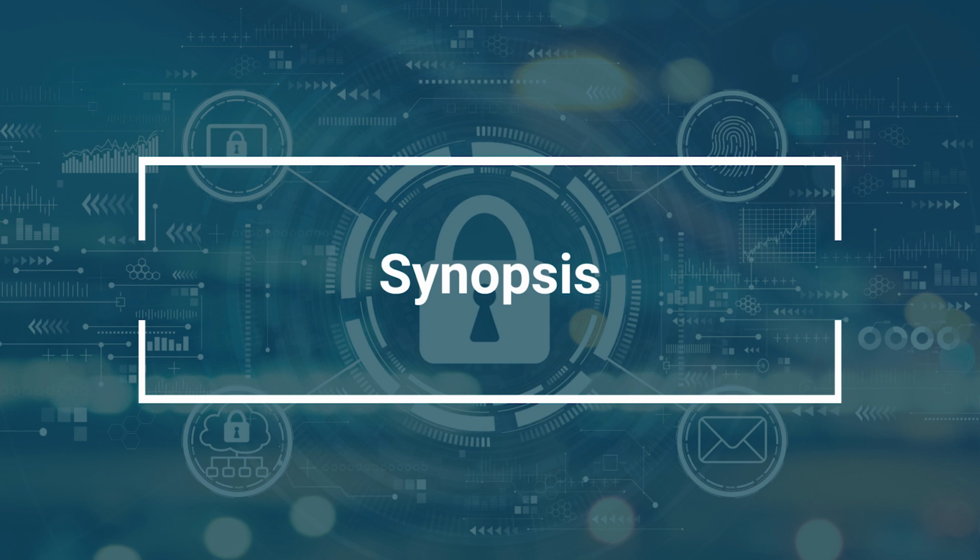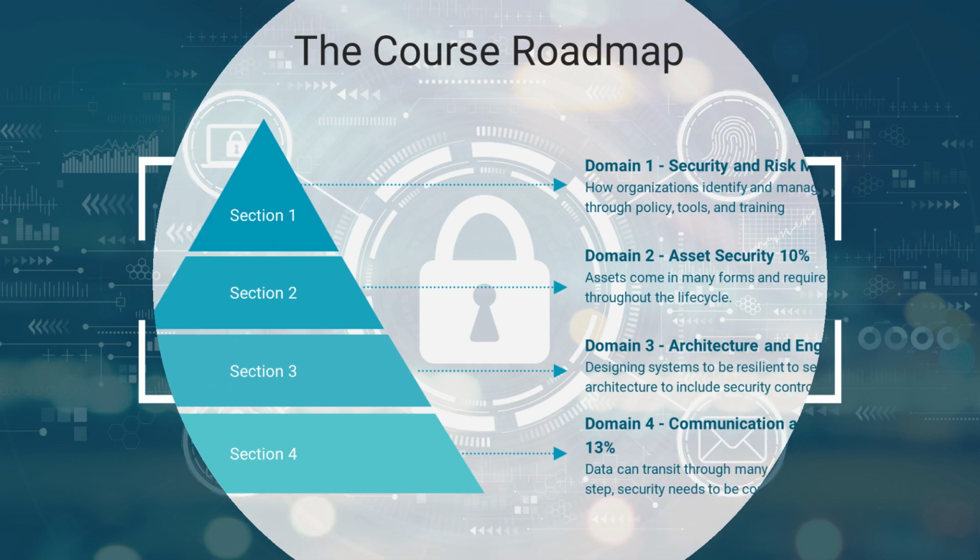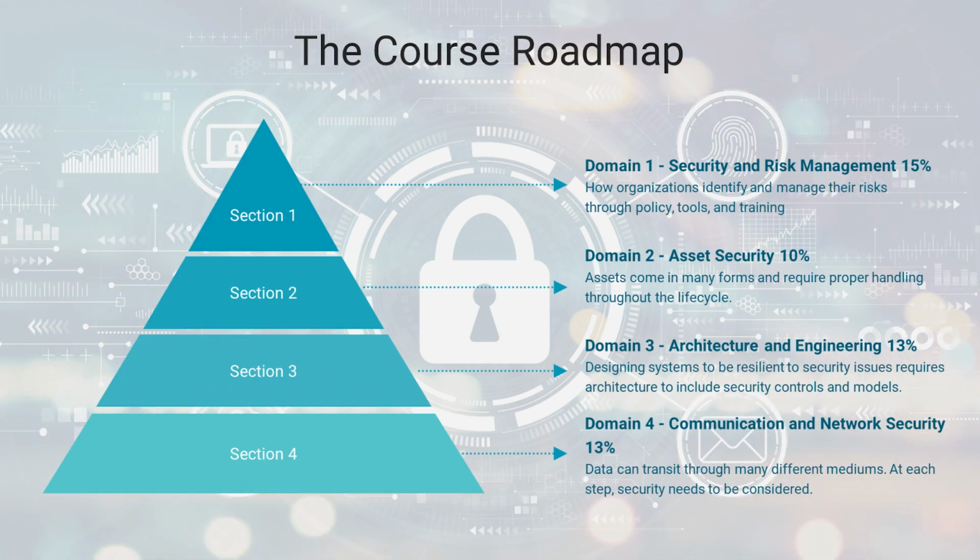So I'm going to cover a couple topics here on what you can expect to see in this roadmap. First of all, in the first domain, we're going to talk about security and risk management. And this is really how organizations work to identify the risks and manage those risks through policies, tools, and training.